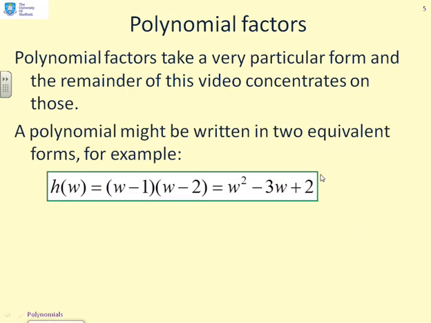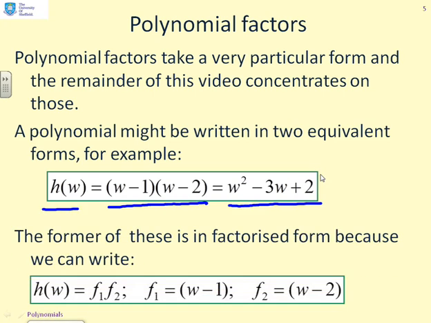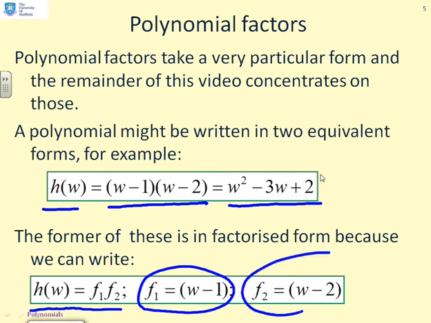Now what about polynomials? Well, polynomial factors take a very particular form, and so the remainder of this video is going to focus on what those might be. So here's a simple example to get you started. We've got h of w equals w minus 1 times w minus 2, or if I expand this out, it's w squared minus 3w plus 2. Clearly, the left-hand side is in factorised form, because I could have written h of w equals f1 f2, where f1 is w minus 1 and f2 is w minus 2.